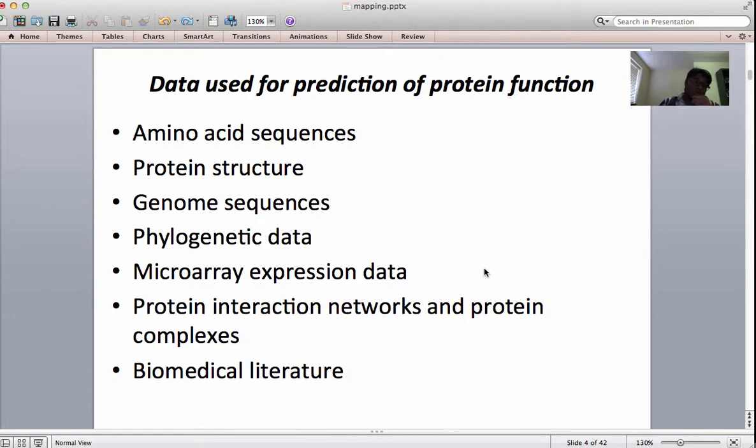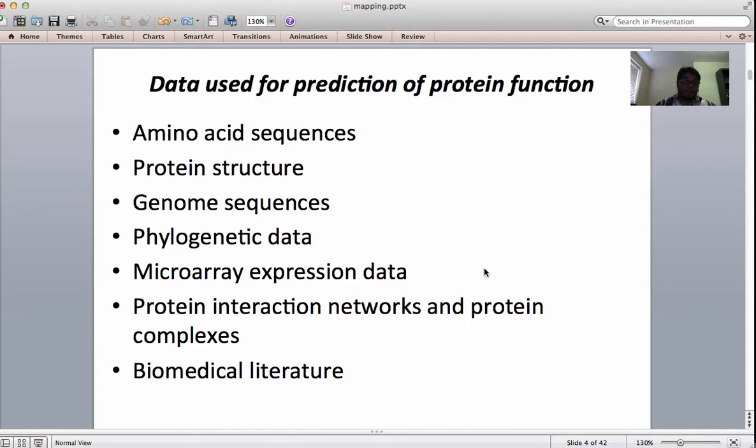To predict protein functions, many scientists use amino acid sequences, protein structures, genome sequences, phylogenetic data, microarray expression data, protein interaction networks, and biomedical literature. Microarray expression data, we'll be talking about in the next section. Considering the protein interaction network, for example, some proteins bind to other proteins and cause some kinds of signals, or they bind and work as a complex. That is how protein interaction networks work, and how we can assign functions to proteins.